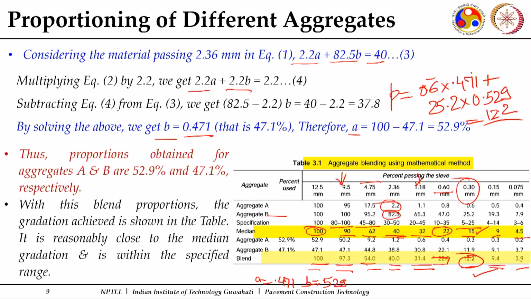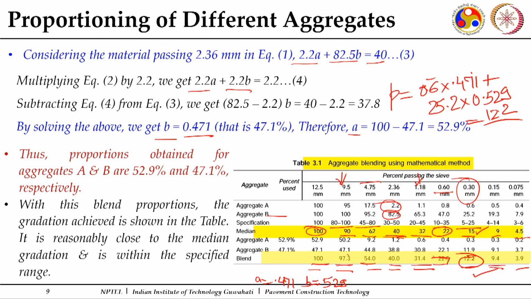So, this proportion is able to meet the requirement of the gradation. I can fine tune it, because all are still within ranges, but as I mentioned here it is coming to be a bit finer compared to what I was requiring, 90%. That means the share of B is more, because B is the material which is finer here. So, what I can do is reduce the percentage of B slightly.